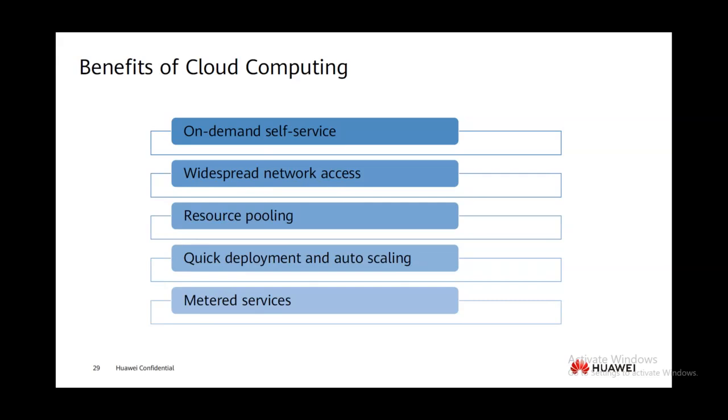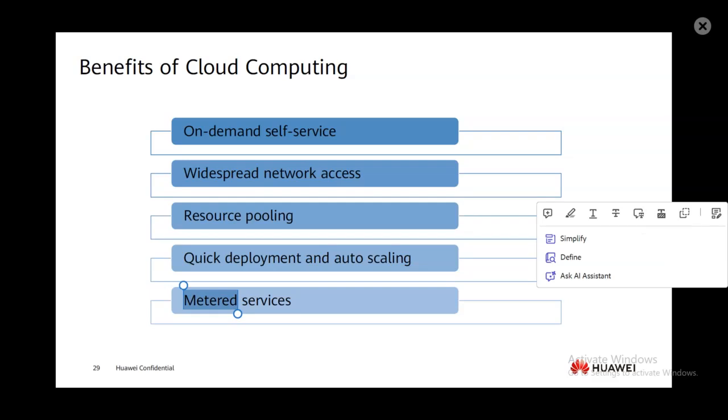Quick deployment and auto scaling. You can scale up and you can scale down easily with cloud services. Measured services means that they measure the time that you use. Okay, that's metering. How much time you use. So they will only charge for the time that you use. That's why it's called measured service.